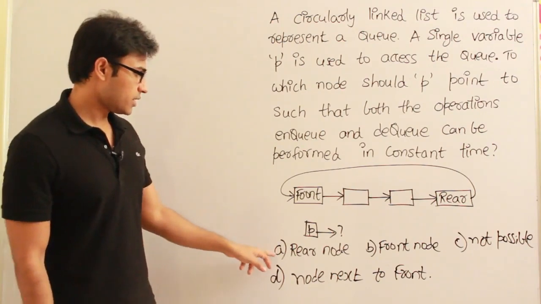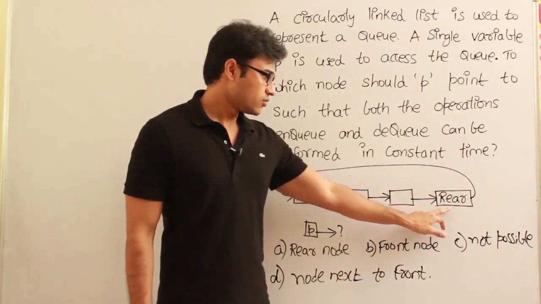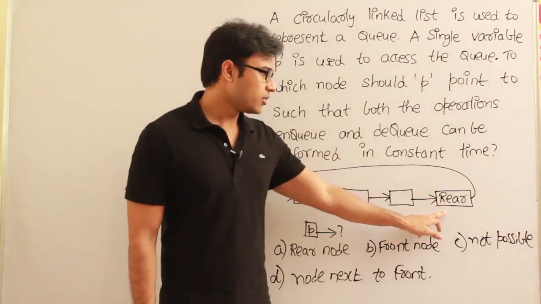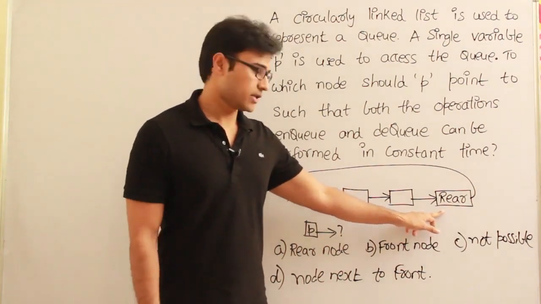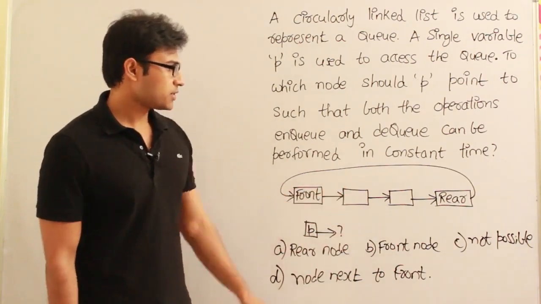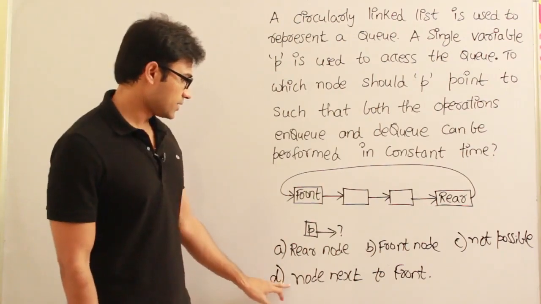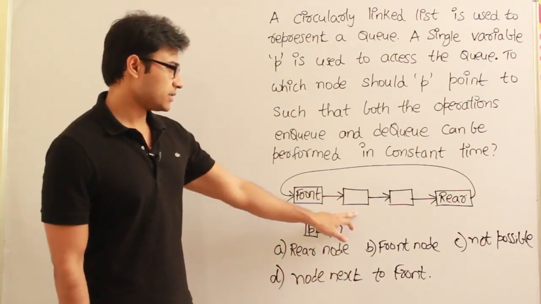Then the options are A, rear node, which means here. So if you point here, will you be able to implement nq and dq in constant time? Or front node, which means here. The C option is not possible, they are saying that it is not possible with one variable. And D is next to the front node, which means this one.